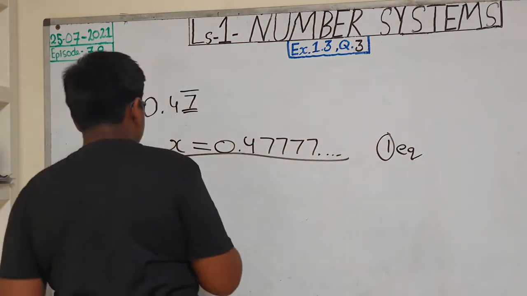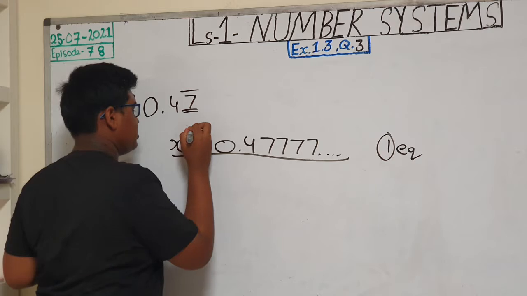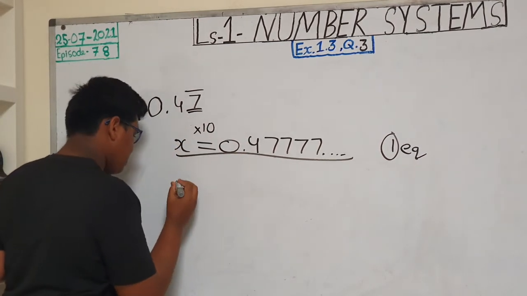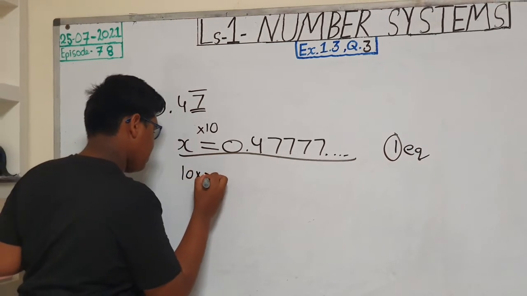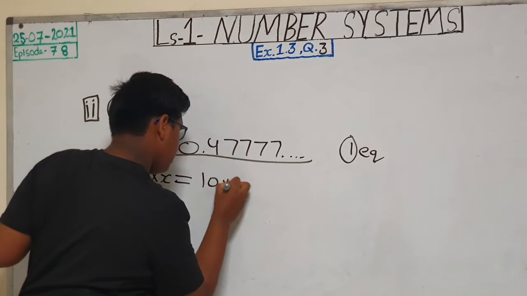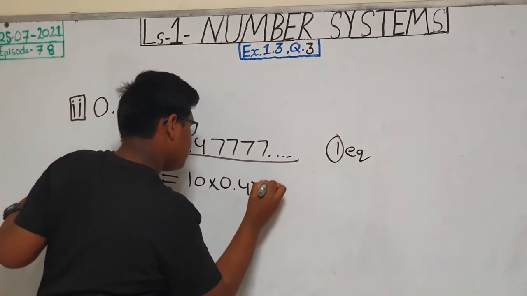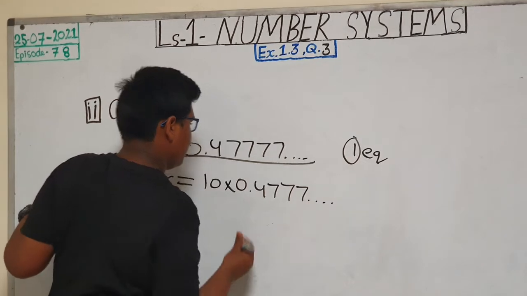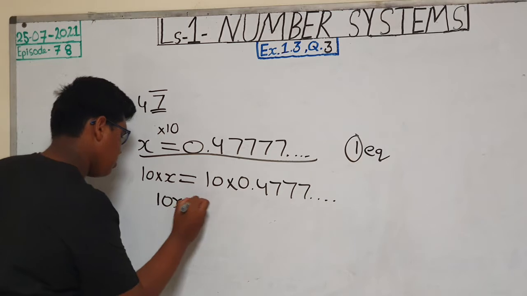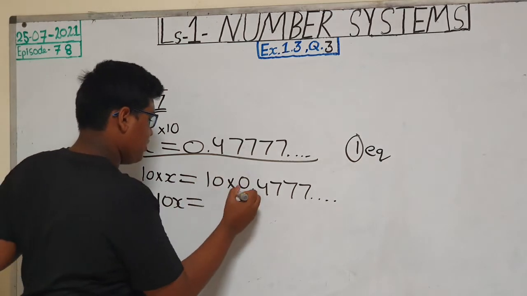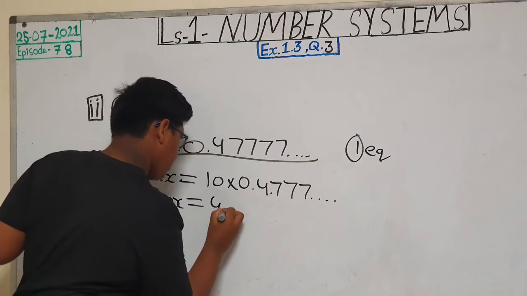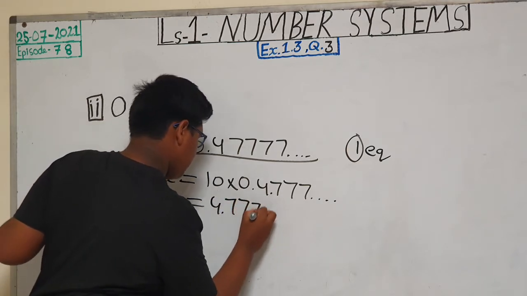This is our first equation, and then we will multiply both the sides by 10. This will be 10 into x. First I will write the step, then 10 into 0.4777 continues. Then here I got 10x is equal to, then we will replace 0 and the point will come here. So this will be 4.777 bar.